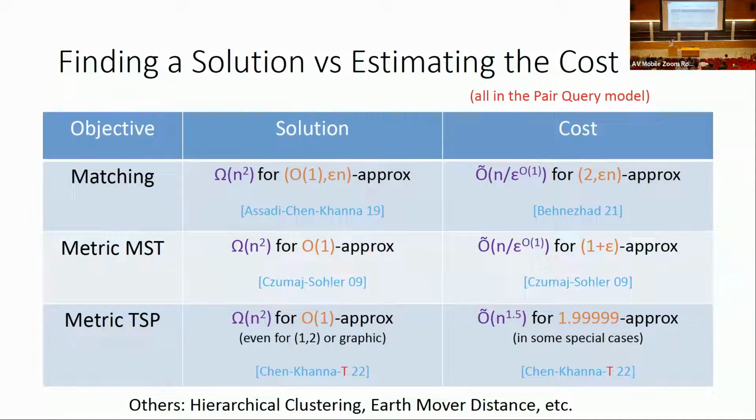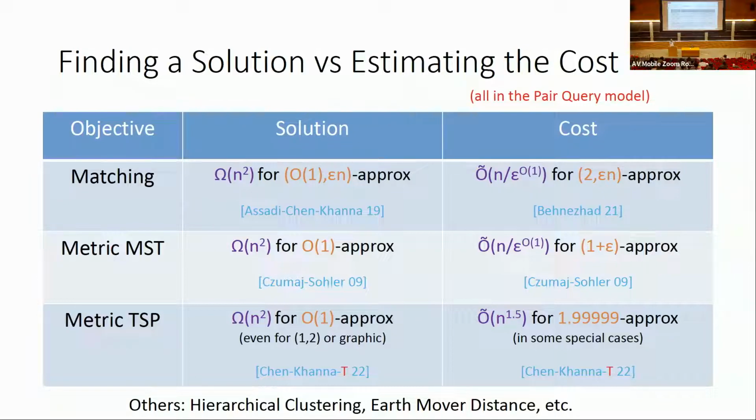And of course, we have seen some other examples in the previous two days, like hierarchical clustering and Earth Mover's distance, etc. So this shows that there's a separation between solution finding and cost estimation.